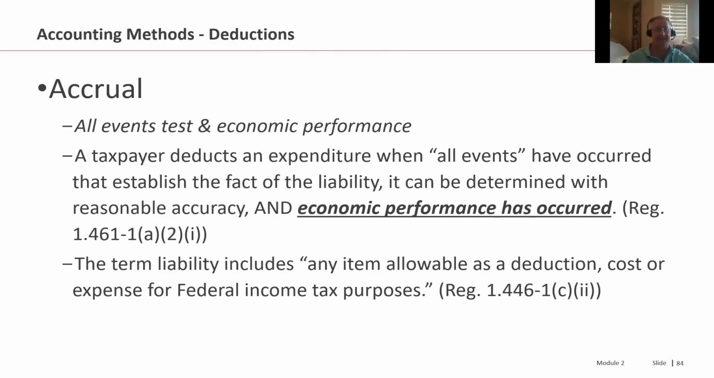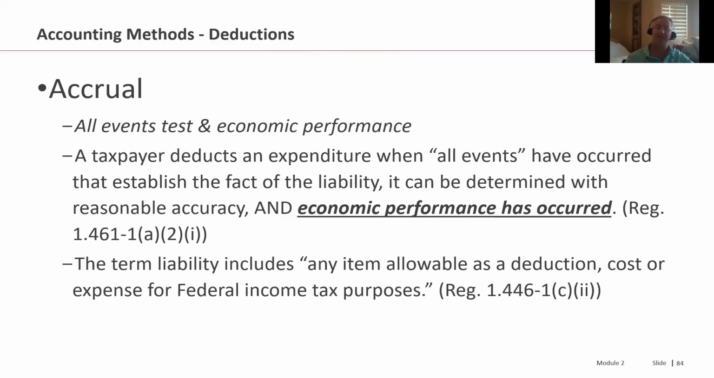How about accrual-based deductions? A taxpayer can deduct an expenditure when all events have occurred that establish the fact of the liability, it can be determined with reasonable accuracy, and economic performance has occurred. So both income and deductions for accrual-based taxpayers are based on something called the all events test. For income, it was when all the events have occurred that establish the right to receive. This time, it's all the events have occurred that establish the fact of the liability.